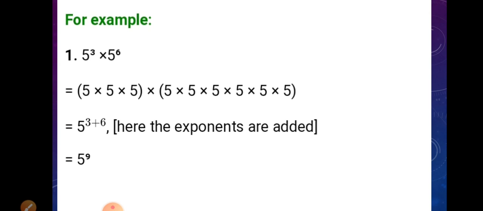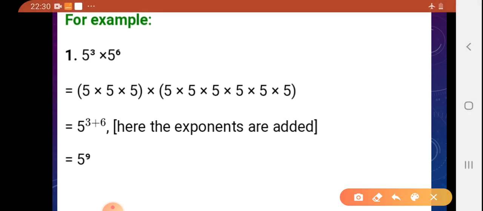By example we can see here 5 to the power 3 into 5 to the power 6. Here the base is the same on both sides. So what will we do? Simply 5 to the power 3 plus 6. We can add the powers. So the answer will be 5 to the power 9.